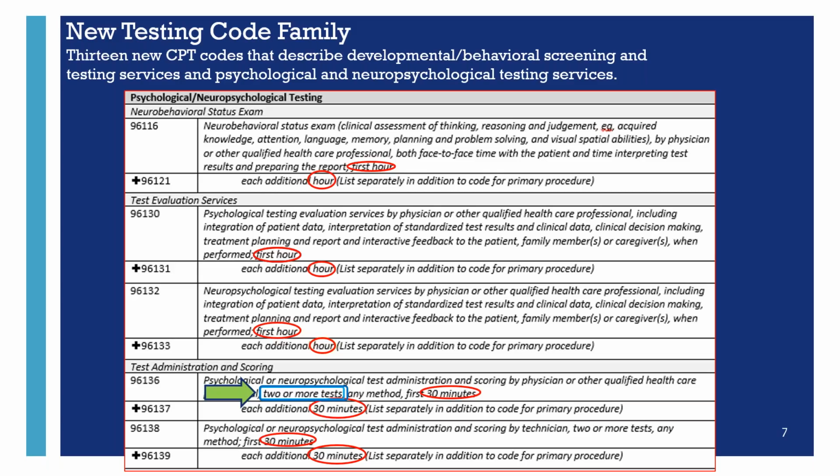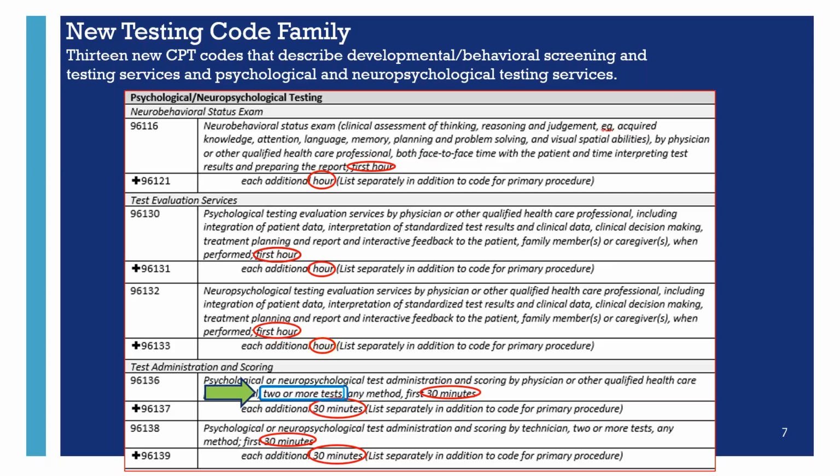For test evaluation services, if you're doing psychological testing evaluation services, and you do it for your first hour, you're using the base code, 96130. If your test evaluation services extend beyond that first hour, then you would use the add-on code, which is 96131 in addition to the base code. Likewise, if you're doing neuropsychological testing, then the professional neuropsychological testing evaluation services by physician or other qualified healthcare professional, in the first hour, you're using the base code, 96132. If you provide those evaluation services for additional hours, each additional hour is coded with the add-on code 96133. So these codes are our codes, and that's mostly what as psychologists we've been used to.